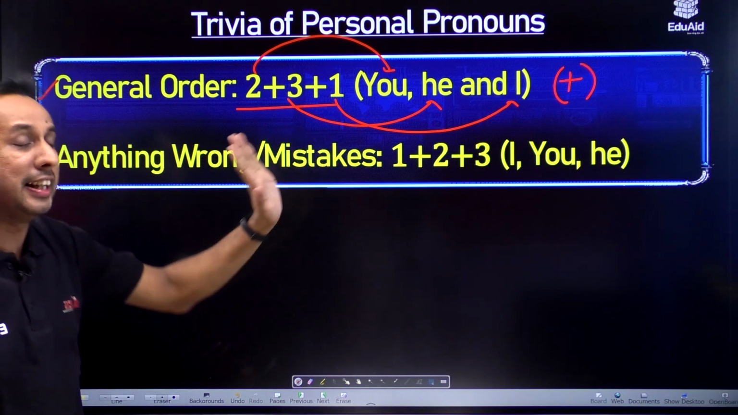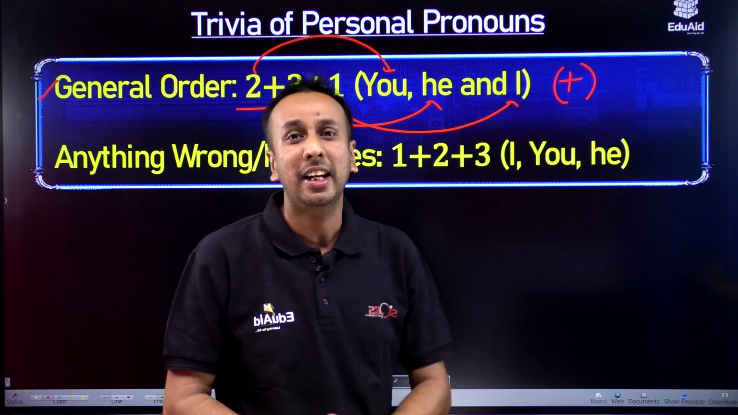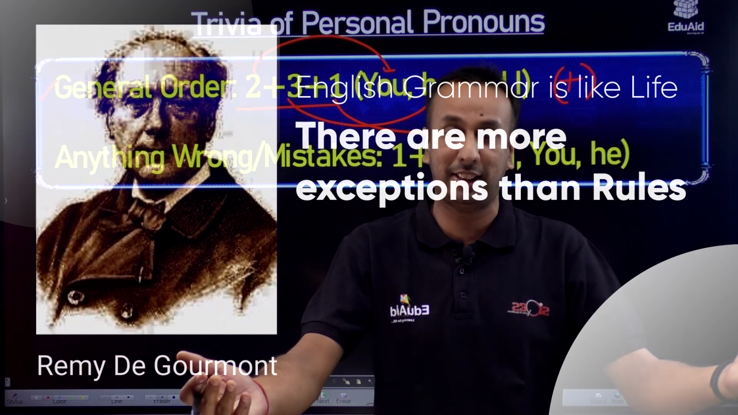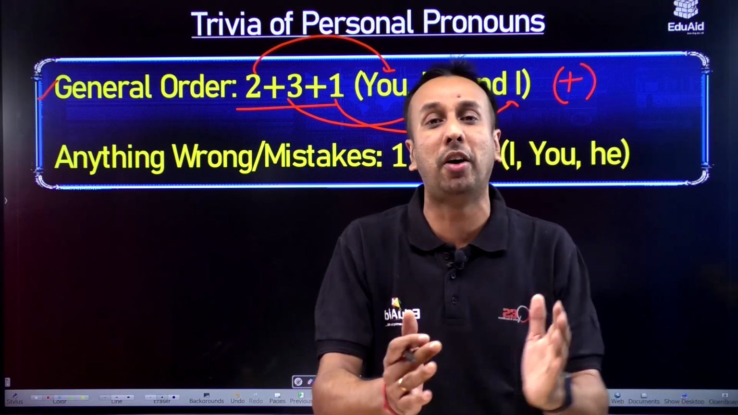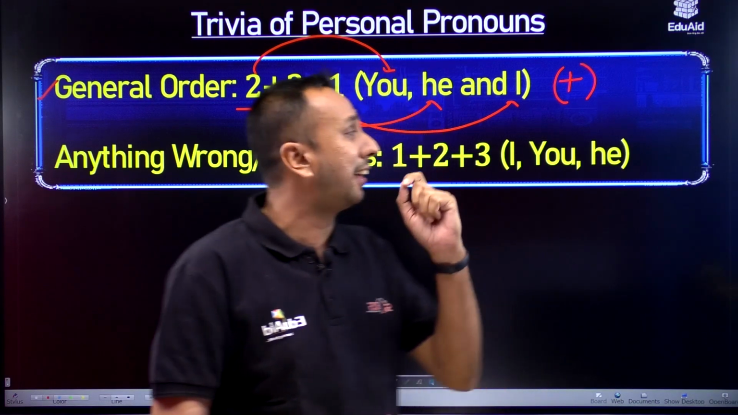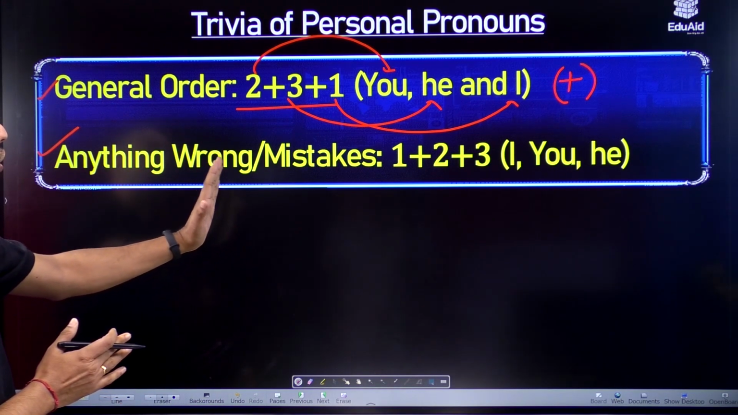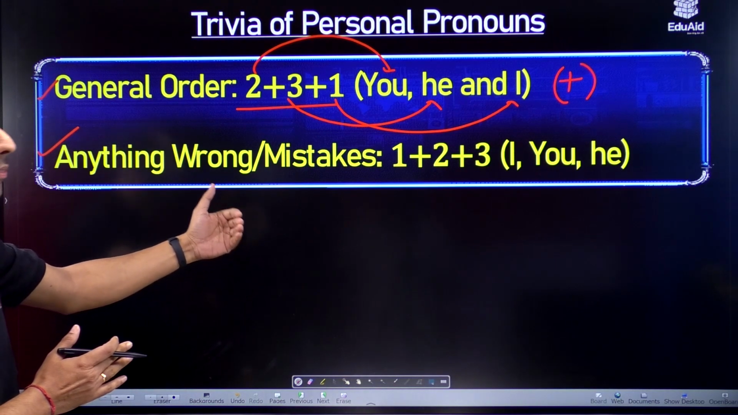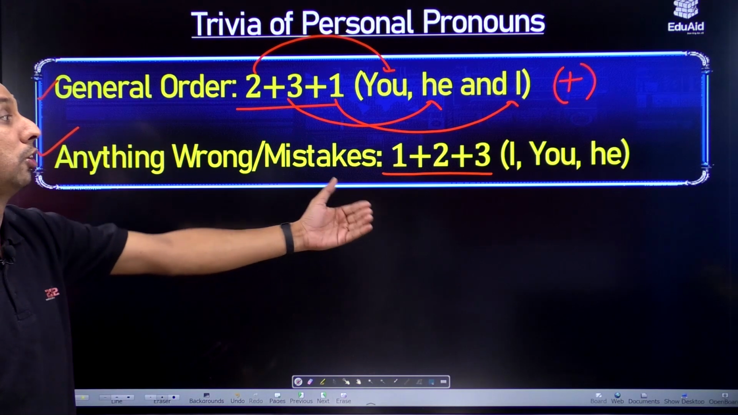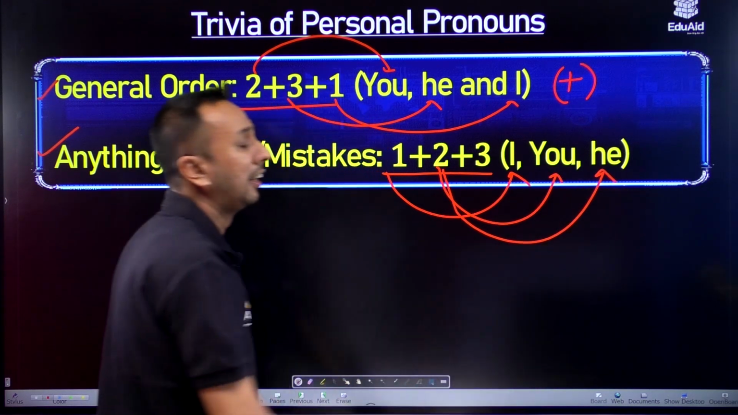Now, can we say it is always the order? No. One person has said, my dear friends, that English grammar is like life. There are more exceptions than rules. Yes. So in life we find more exceptions than a set of rules. Exactly like that, grammar is also full of plenty of exceptions. Like the exception we are getting in this pronoun related norm, which says that if we are talking about any mistakes or problems, then the order gets slightly different. Then it becomes 1, 2, 3. That means the first person will come first, then the second, and finally comes the third one.